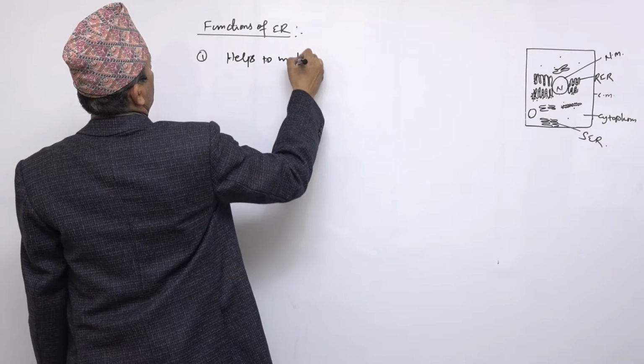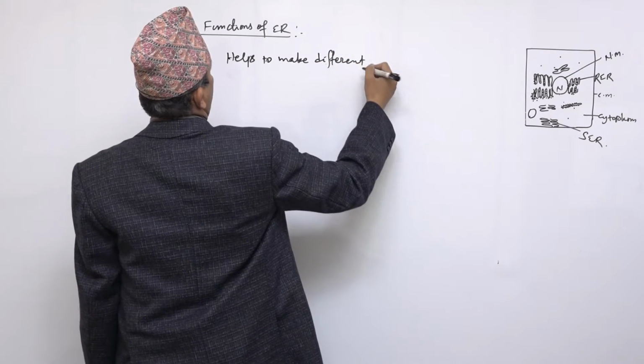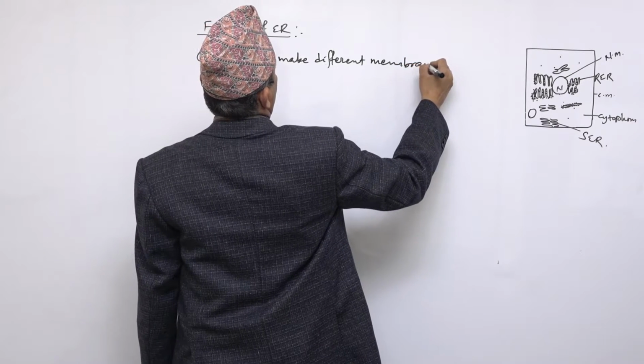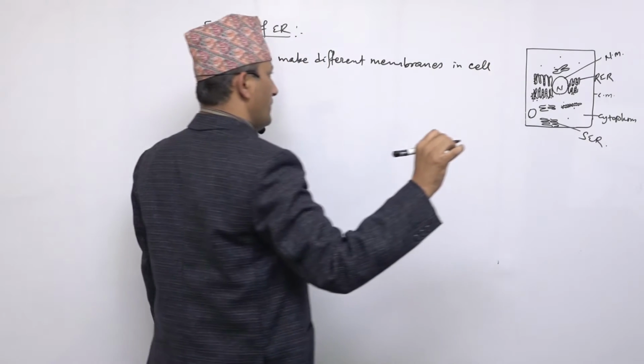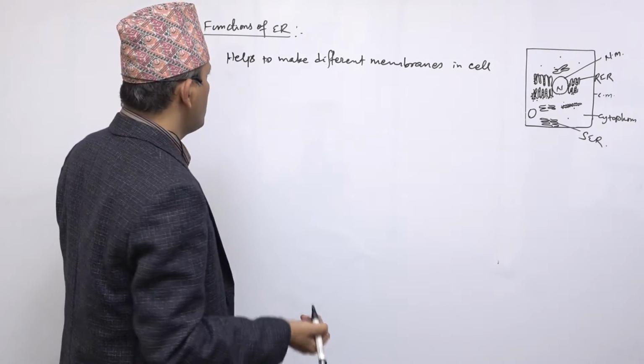Helps to make different membranes in the cell, like cell membrane, like nuclear membrane, or membrane of mitochondria or chloroplast.